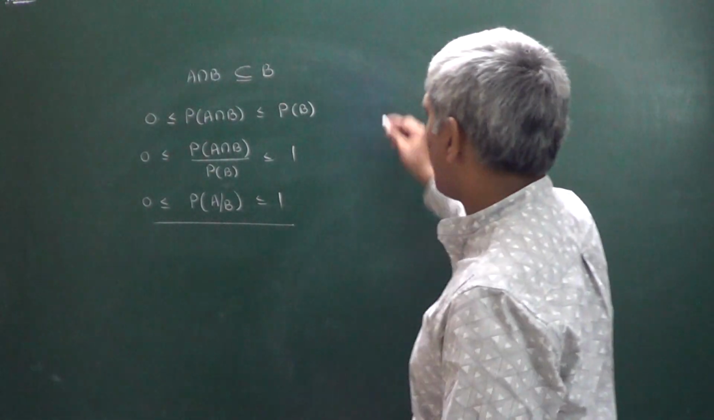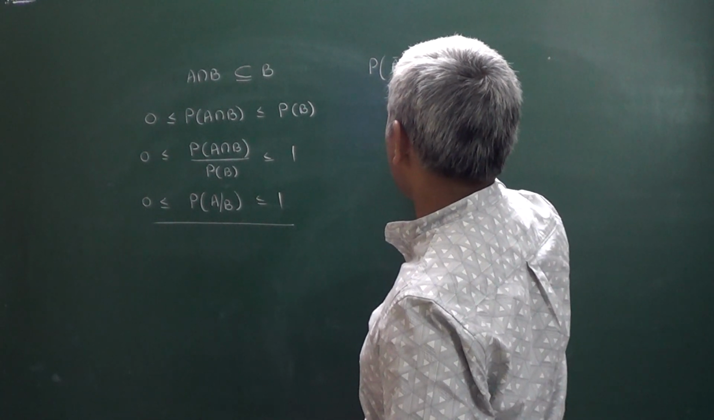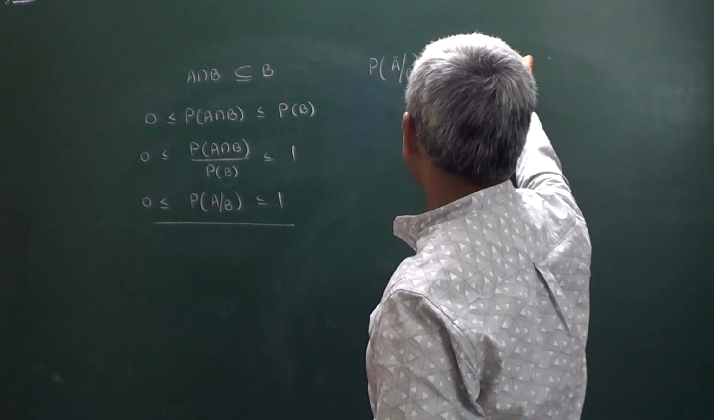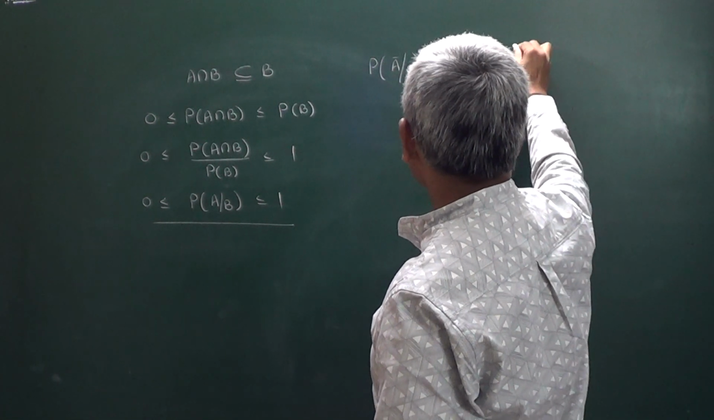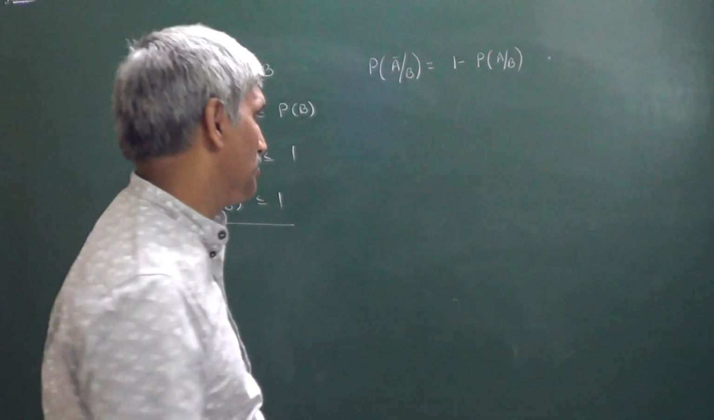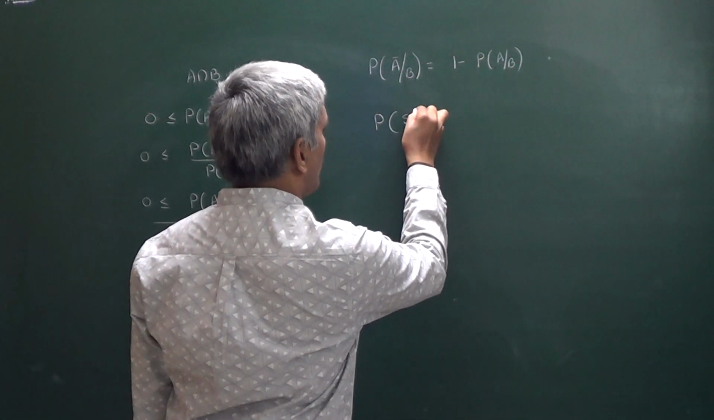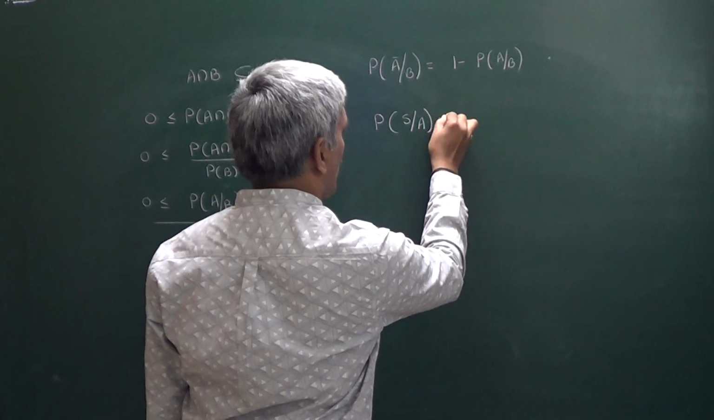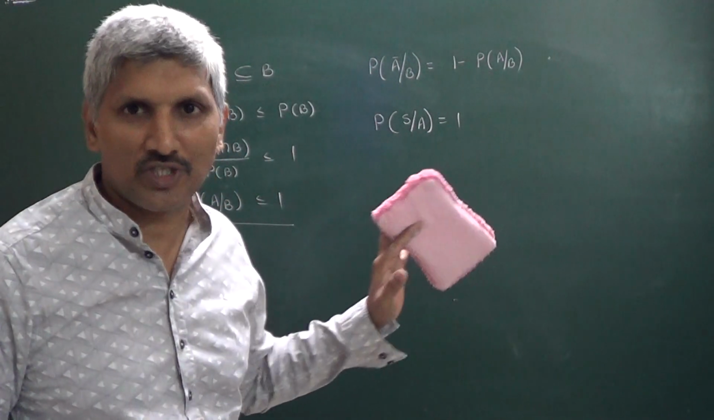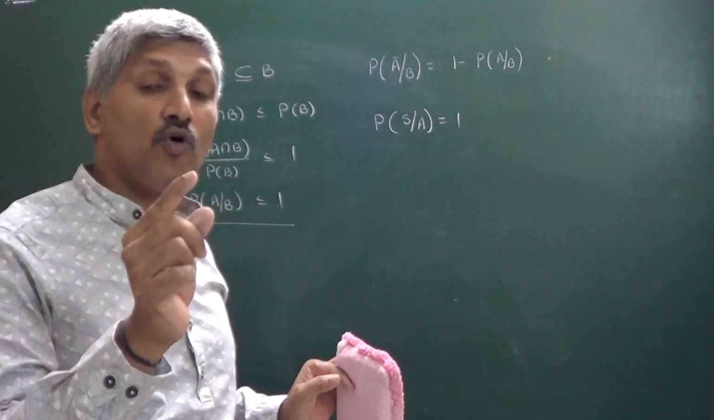The next one: what about P(A bar | B)? P(A bar | B) is equal to 1 minus P(A|B). How? Just observe here. As we discussed earlier, P(S|A) is equal to 1. Before discussing this result, we will try to prove one more result.